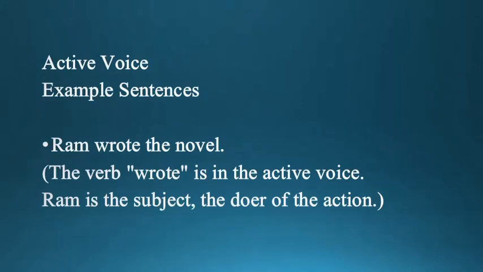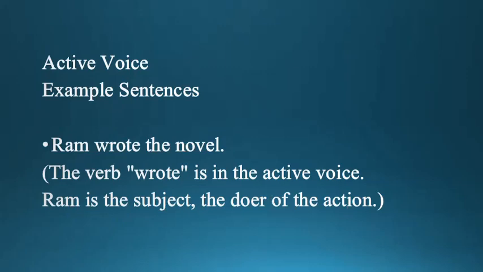So let's see some examples for active voice. Ram wrote the novel. Here, about whom are we speaking? About Ram. So Ram is the subject and wrote is the verb of the sentence. He wrote the novel, so the novel is the object. Subject, verb, and object. The verb wrote is in active voice. This is the active form of the sentence. Subject comes first, then the verb and the object. So Ram is the subject, the doer of the action.